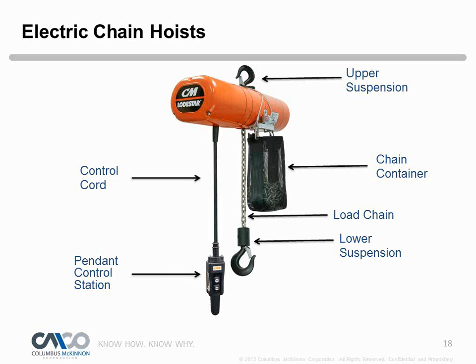It has a control cord if we're going to go with a pendant station. And if you wanted radio remote, a transmitter would be mounted to the hoist, and then you would get a radio remote control for it as well. And then you have your lower suspension, typically a hook, or we can have a latch lock style hook, and maybe you need something special there, or some type of special tooling to go along with that hoist to help lift your load.